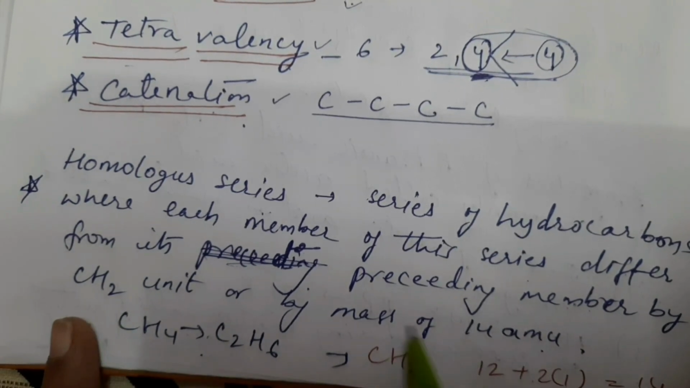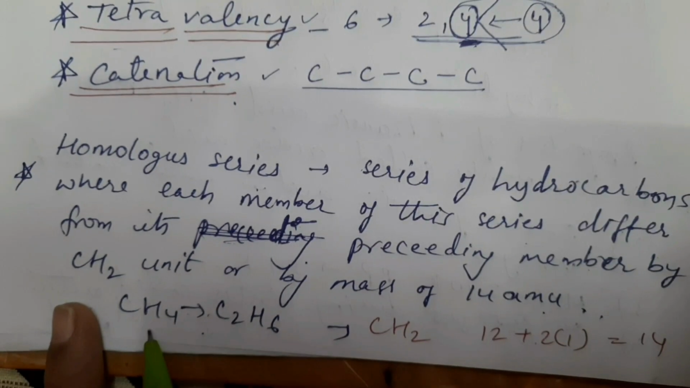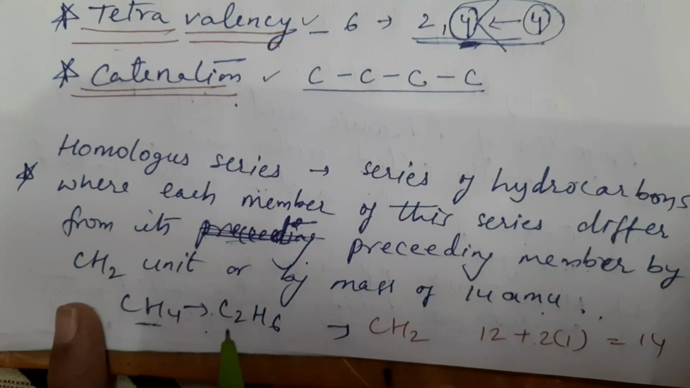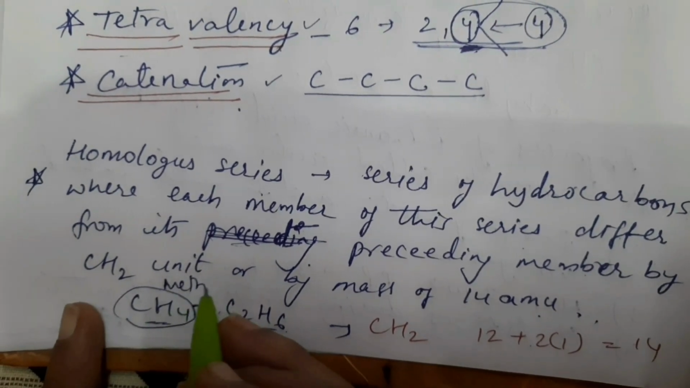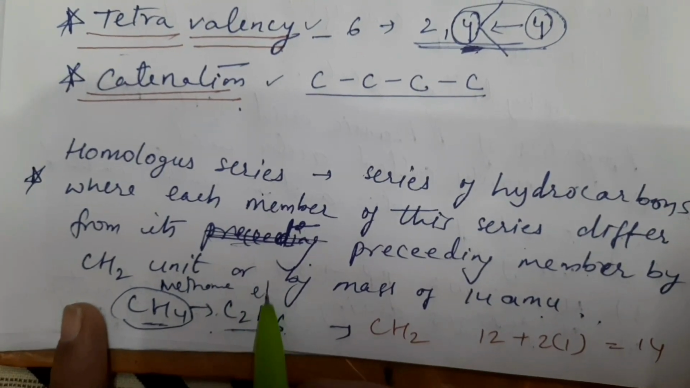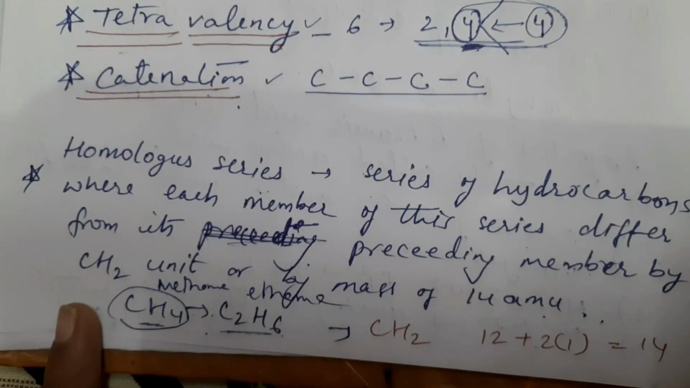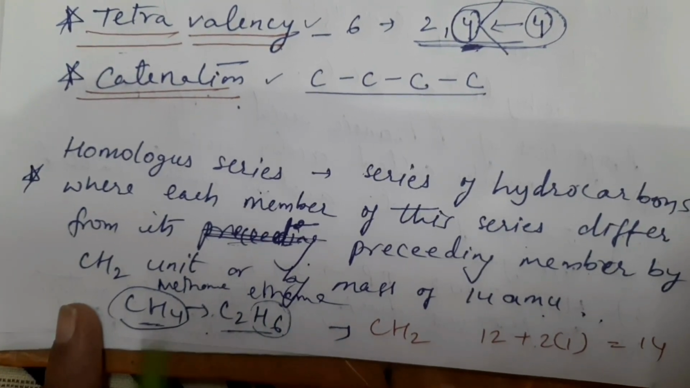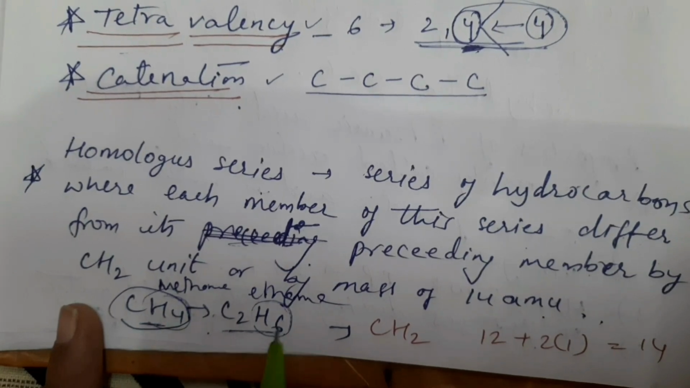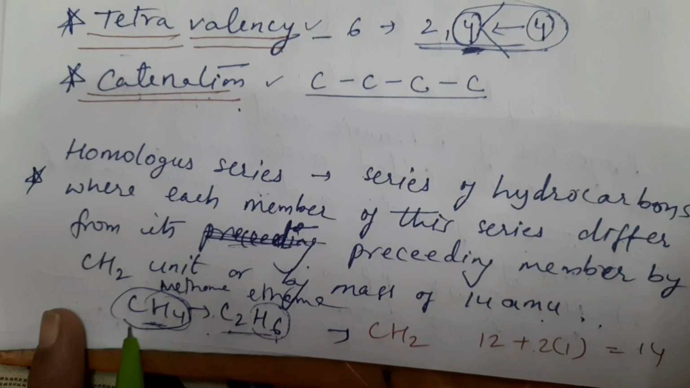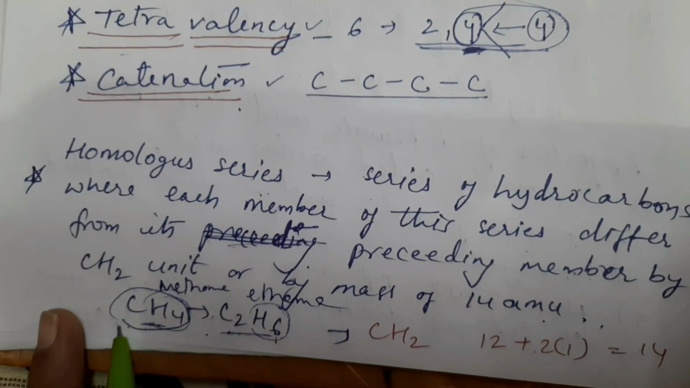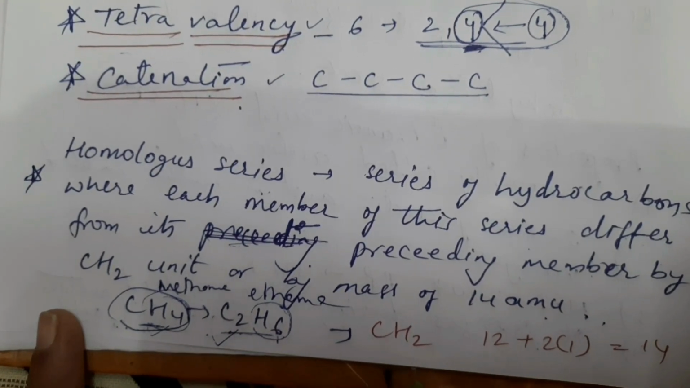So what do you mean by a CH2 unit? Here the first member is CH4, and the second member is C2H6. This is methane, and the next one is ethane. Now what is the difference between them? Here 6 hydrogens are there, here 4 hydrogens. If we subtract, there is a difference of 2 hydrogens. In the same way, 2 carbons and 1 carbon, there is a difference of 1 carbon. Thus both units differ by CH2.